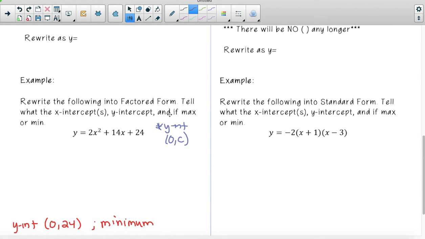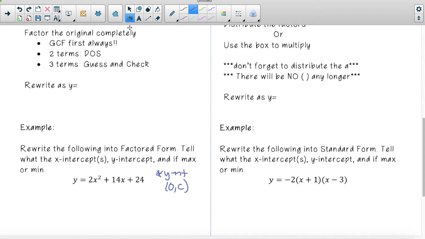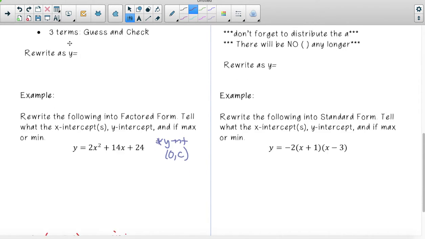So we've already found if it's a max or min and the y-intercept. We need to determine the x-intercepts, and we need to rewrite the problem into factored form. So to rewrite into factored form says to factor the original problem completely. We need to find the greatest common factor first.